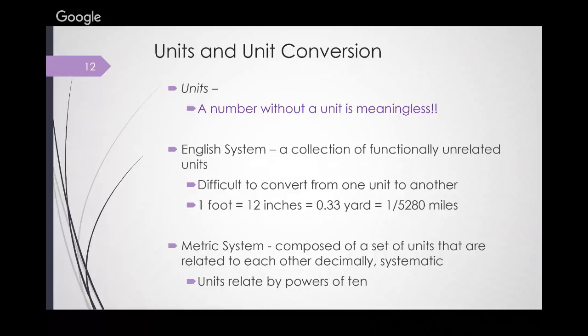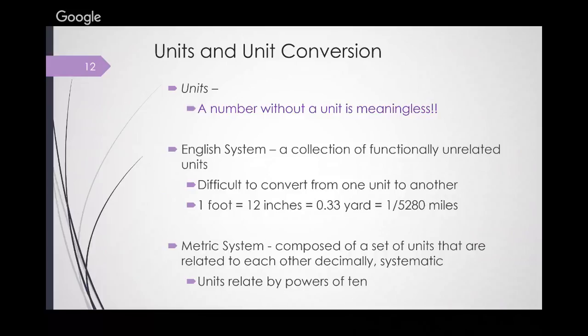The English system is kind of wacky because the numbers aren't really related to each other. We are one of the few countries who does not use the metric system. So it's just difficult to convert because 1 foot is 12 inches. We know there's 3 feet in a yard, and it takes 5,280 feet to make a mile. None of those numbers are really related to each other.